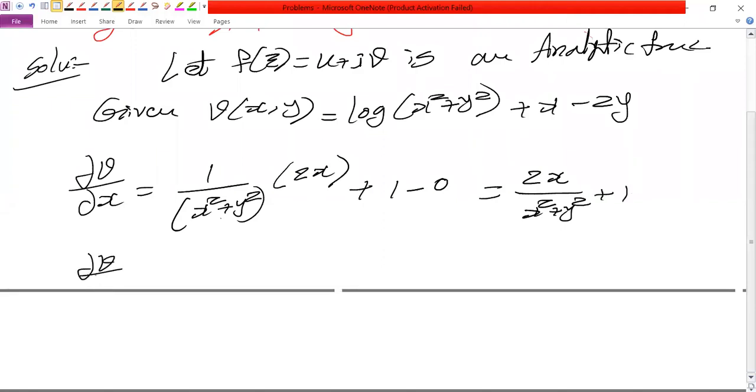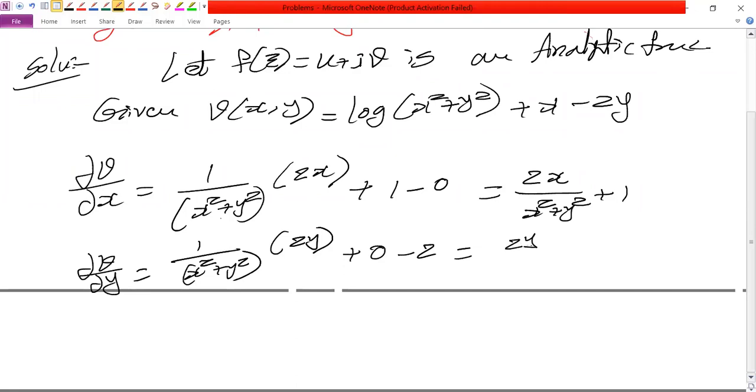And dou v by dou y. Dou v by dou y is equals to partial differentiation of v with respect to y. So again in the same manner, 1 by x square plus y square into differentiation of x square plus y square with respect to y partially is 2y, x is constant, plus differentiation of x with respect to y partially 0, minus 2. So finally we will get 2y by x square plus y square, minus 2.